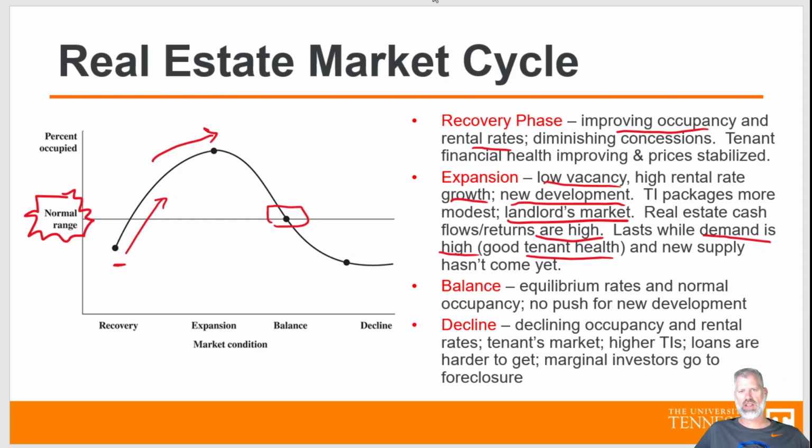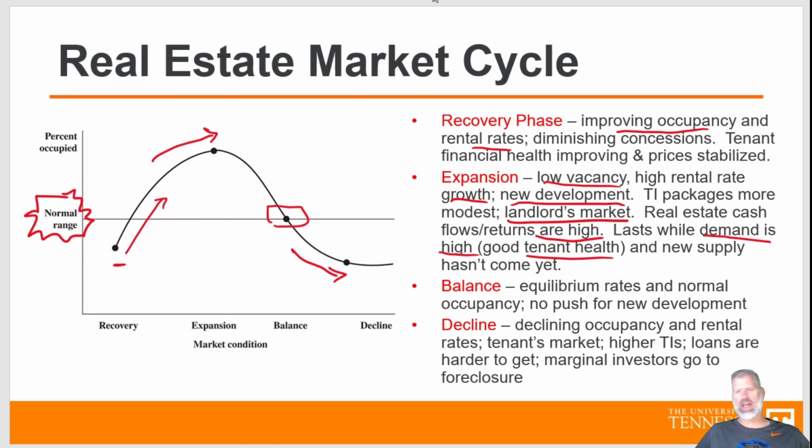And if we continue to move to the far right of this diagram and move into the decline phase of the market, we're now seeing declining occupancy rates. Rental rates may not be going down, but definitely the growth rate is going down. And frequently what will happen as we get towards the bottom of the market is that rental rates really will be declining. So the growth rate will have gone negative.